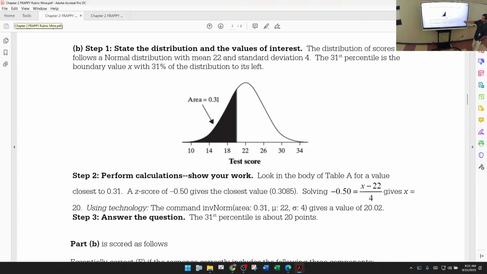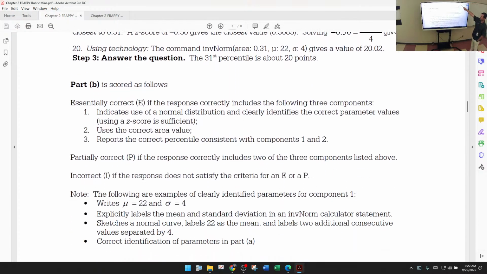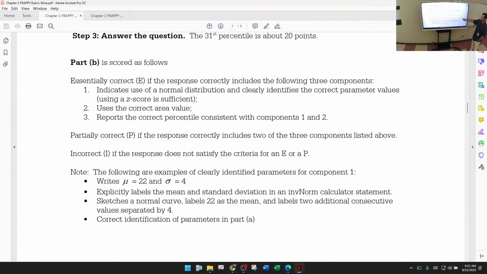Okay, here's how you're going to score B. You need 3 things to get an E. Indicates use of a normal distribution, clearly identifies the correct parameters. Again, draw your picture, label mu, label standard deviation.